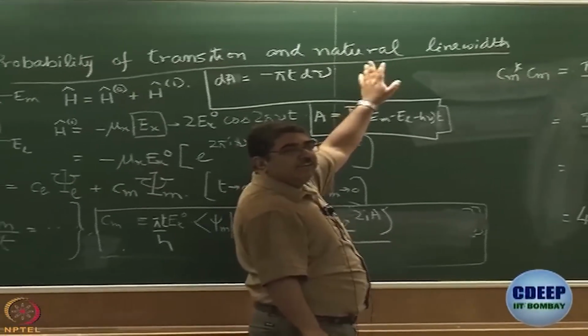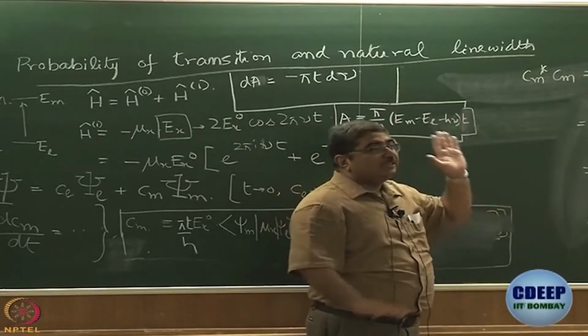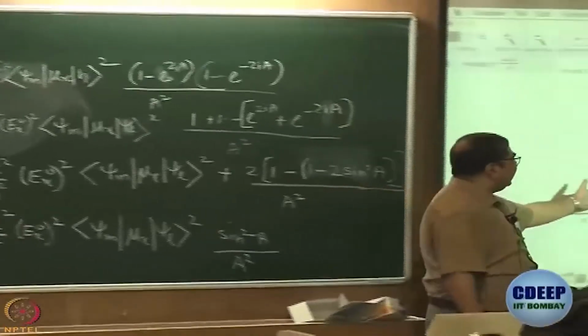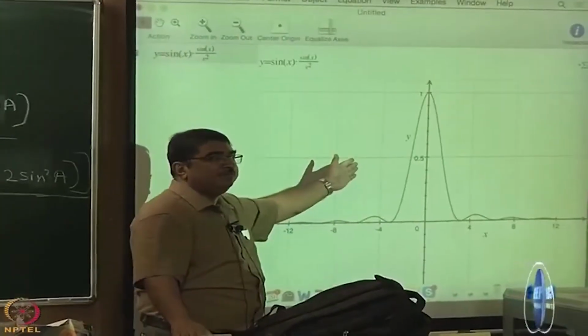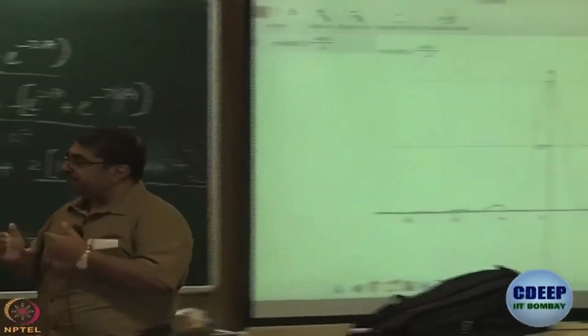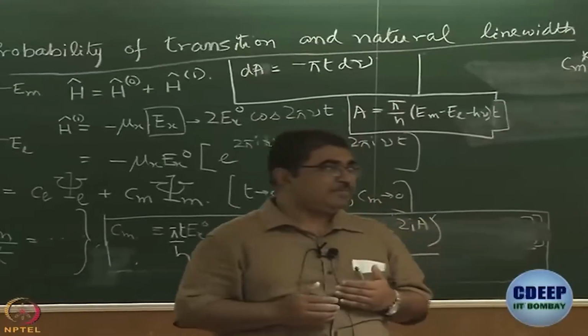Natural line width. No matter what you do, you cannot change the wave function. So, it is the wave function that tells you that you are going to have at least this kind of a line shape, at least this amount of line width in the spectrum. Okay? This is something that is, in my opinion, a very, very important observation.